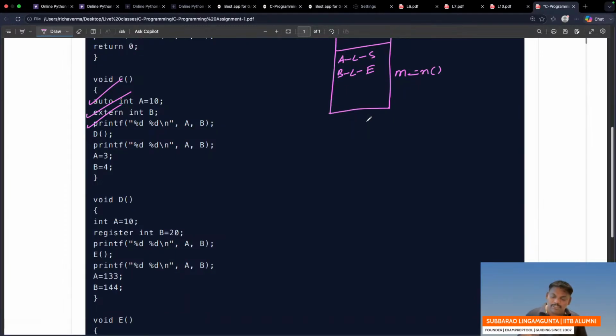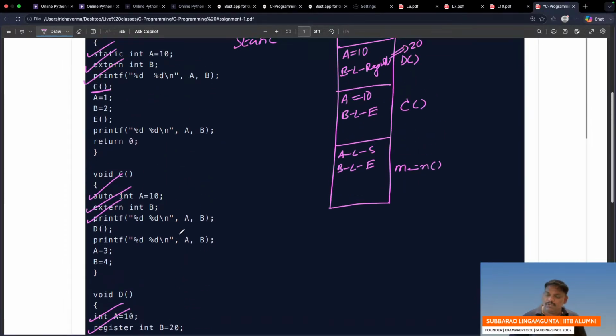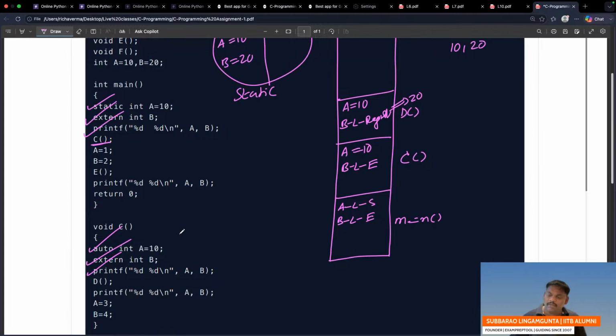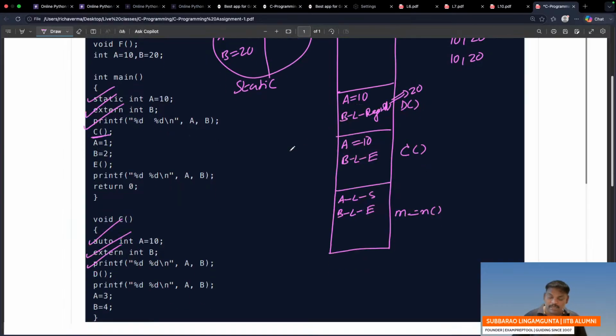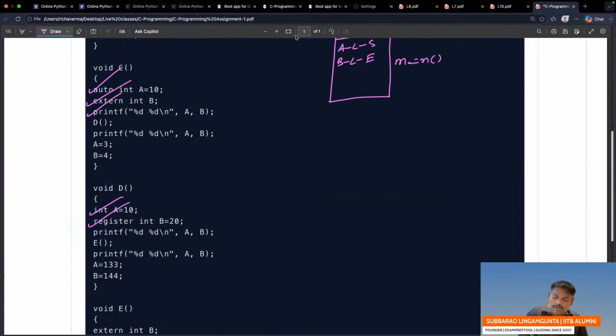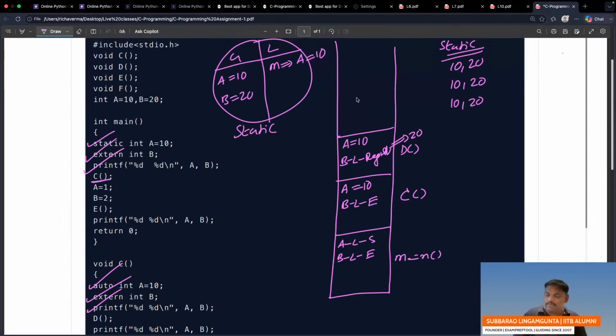Now after completion of these two in the D function, printf A B. A is going to be 10 printed, B is going to be 20 printed. They both are there in the same place. So 10, 20, 10, 20, three times already done. So the D function's third line is completed. Now go to the E function.